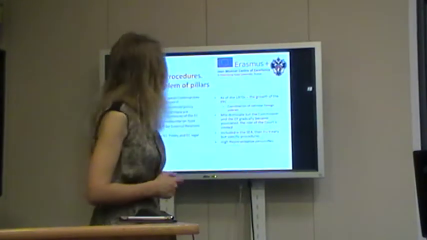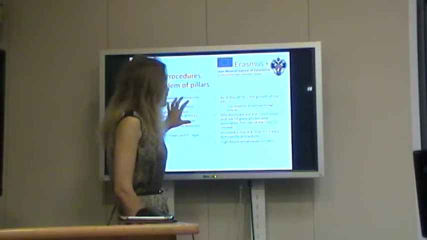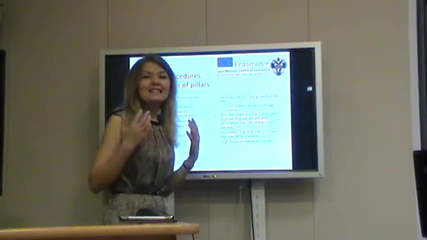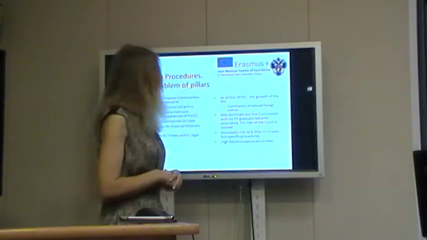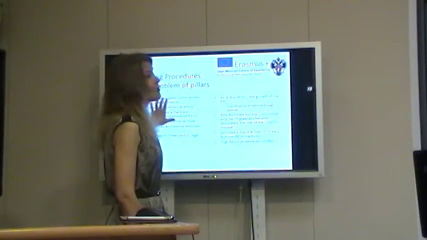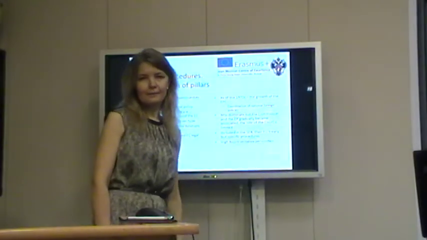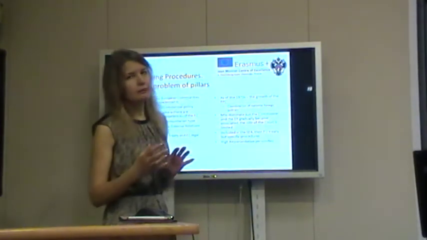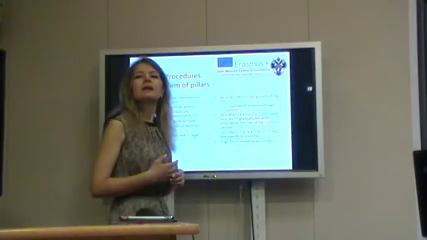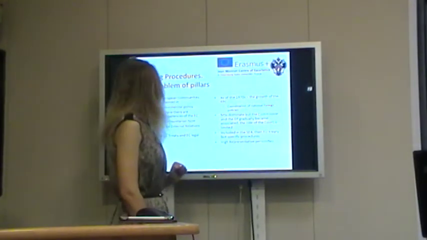In terms of the procedures for decision making, there are two different types of decision making procedures depending on what area we talk about. Yeah, remember the pillars? This is exactly the issue of the pillars. So historically, competences of the European Union are linked to economics, no? Trade, economic assistance, development policy, enlargement. So this is all about traditional competences of the European Union.